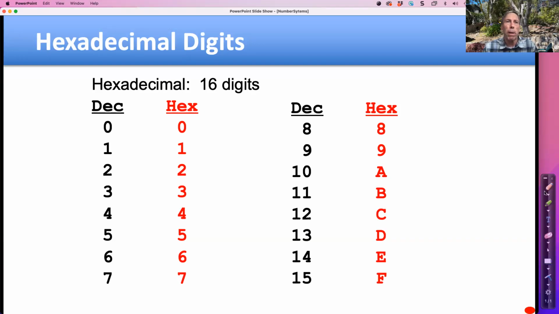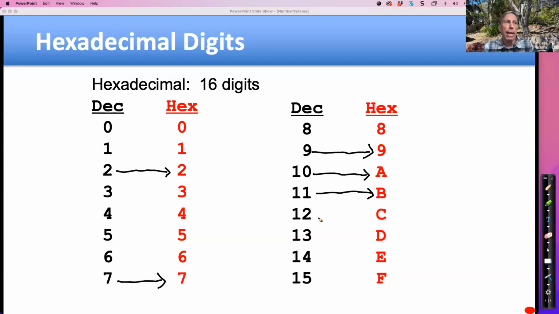What this means, by the way, is if you are 2 years old in decimal, you're 2 years old in hexadecimal, base 16. 7 years old in decimal, you're 7 years old in hex. 9 years old in decimal, 9 years old in hex. If you are 10 years old in decimal, you are A years old in hex. Same value, just a different way to represent it. If you are 11 years old in decimal, you're B years old in hex, etc. All the way to 15 years old, you are F years old in hex.